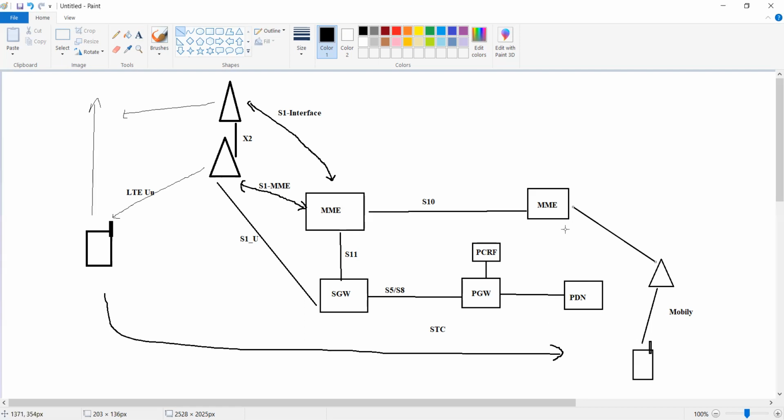There will be an S gateway here. The S gateway will forward to the eNode B, and the eNode B will forward to this UE. So this is how it will be working. The S8 interface it will be using to forward the data to the S gateway. S8 interface.